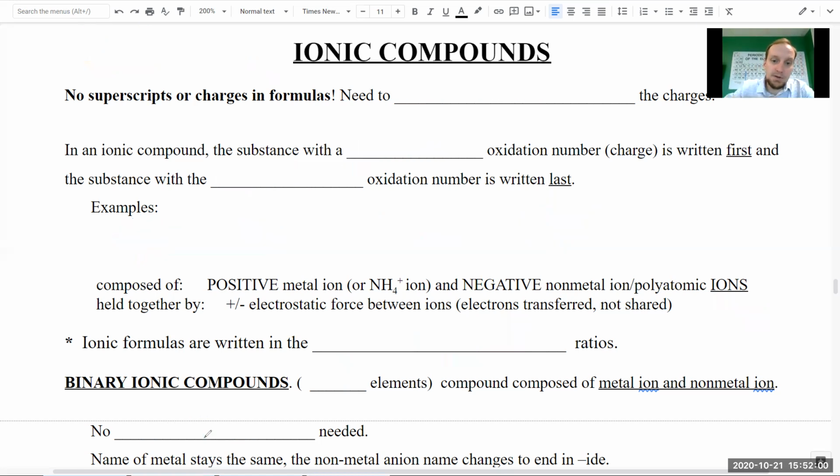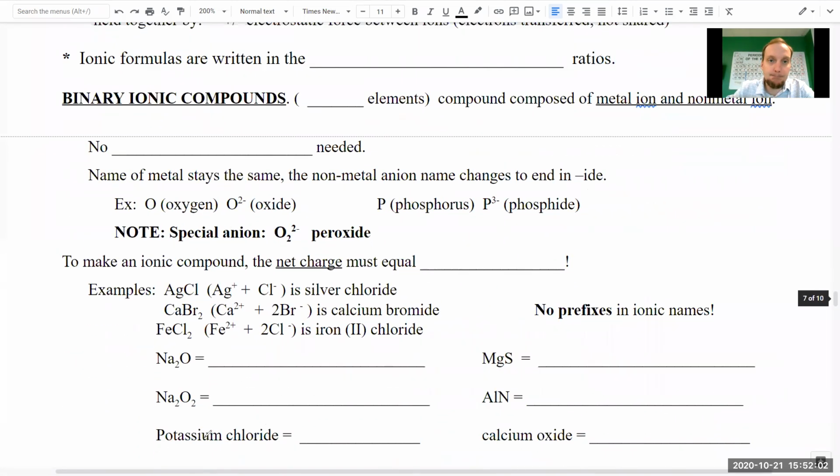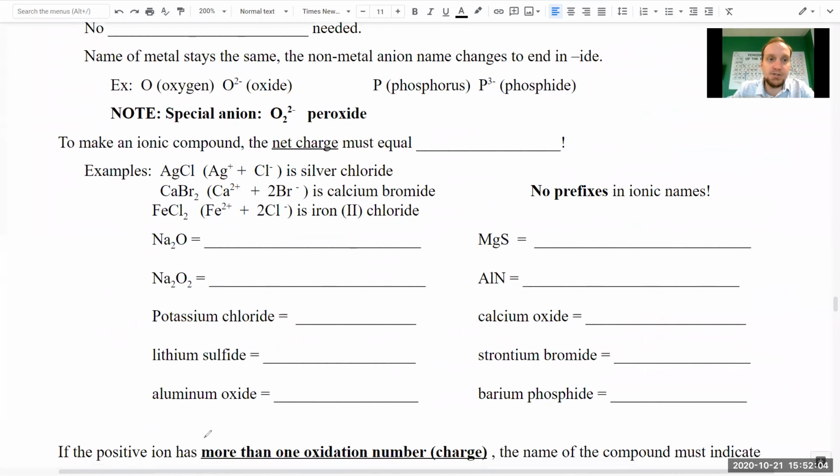All right, so let me scroll this up. All right, so we're going to name them. It says the name of the metal stays the same, so the first element is going to stay the same. Kind of like in covalence when it was carbon. We don't change the first element if it's carbon. In ionic, we also do not change the first element. It's just going to stay the same. But the second element, which is the non-metal anion, is going to end in "ide."